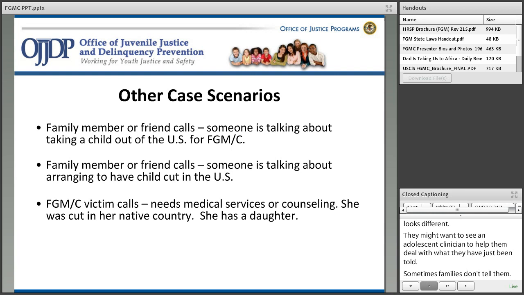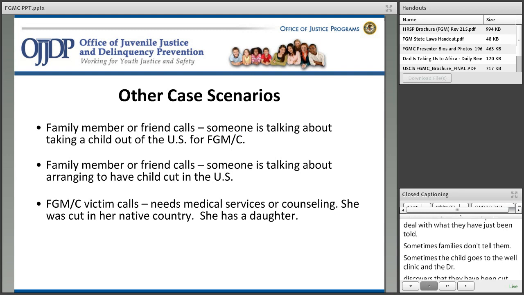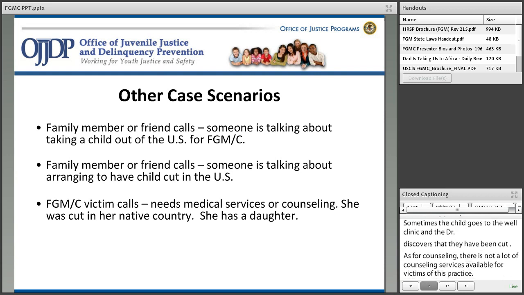As for counseling, there's not a lot of counseling services available for victims of this practice. But I think any social worker who does a lot of therapy, who does a lot of counseling, especially around victims of sexual abuse or domestic violence, some of the tools used there can also apply for adult women and girls over the age of 15 who have been circumcised.